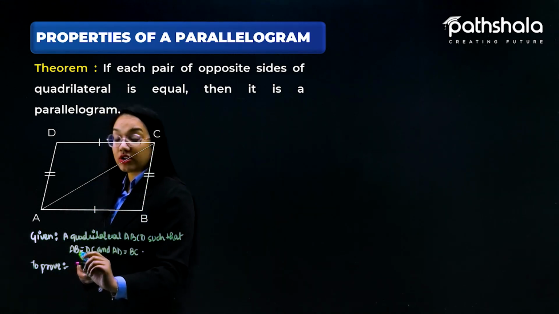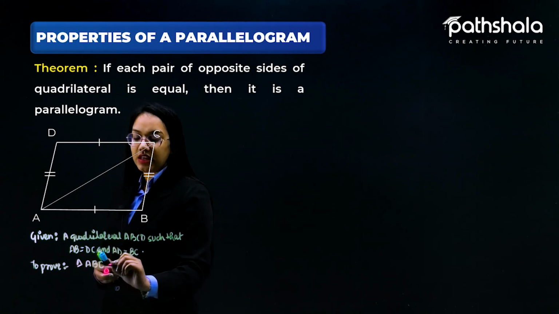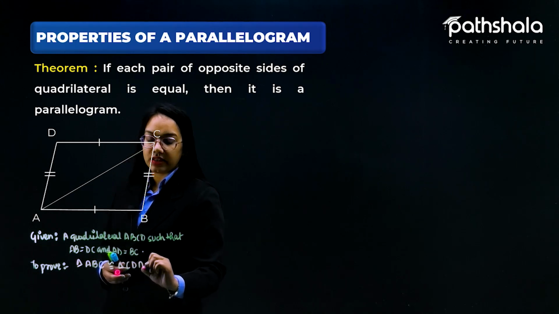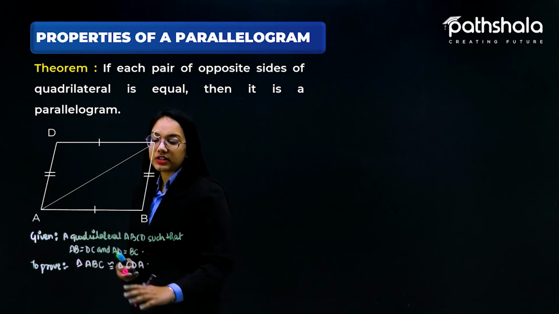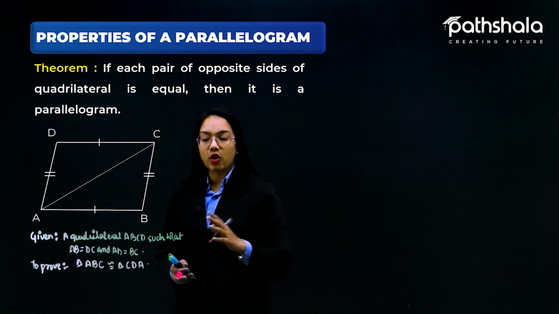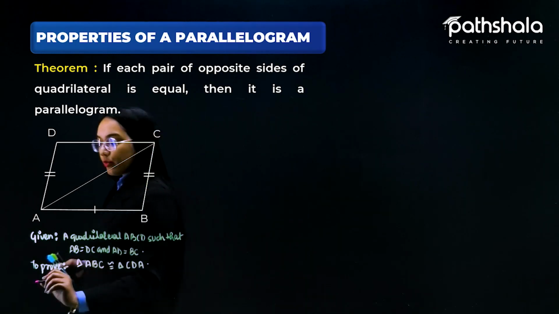So hence we just have to prove that the triangle ABC is congruent to the triangle DCA. If we are able to prove this, then as per the properties of the parallelogram, we are done, and the quadrilateral will definitely be a parallelogram. So let's start the proof of this one.